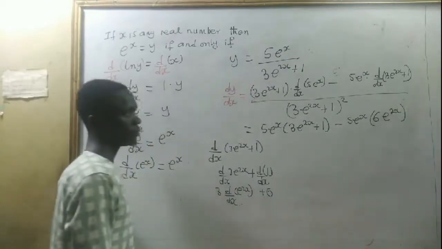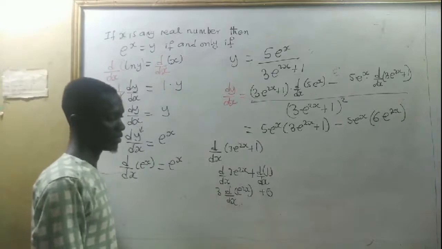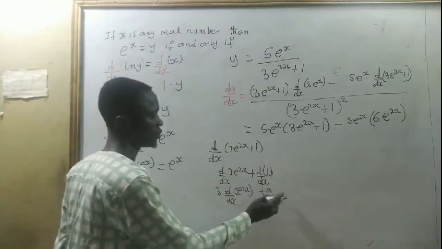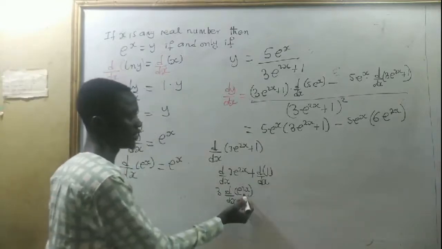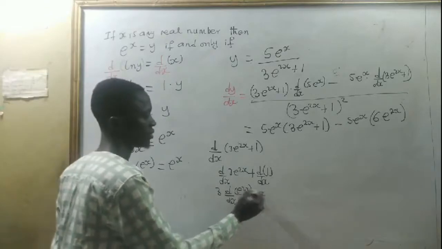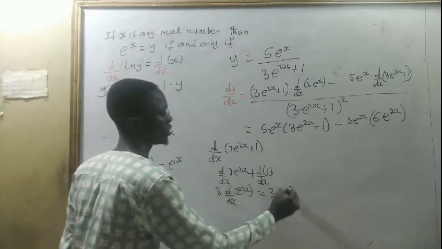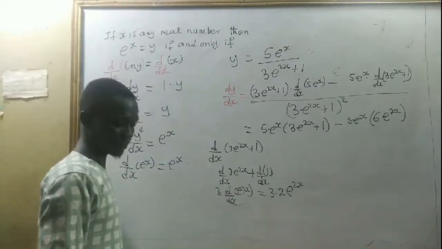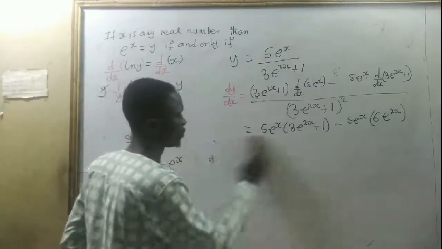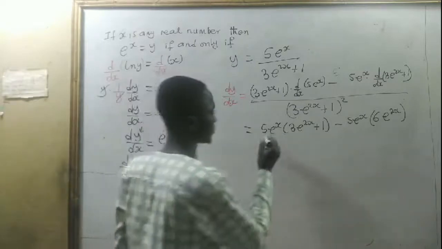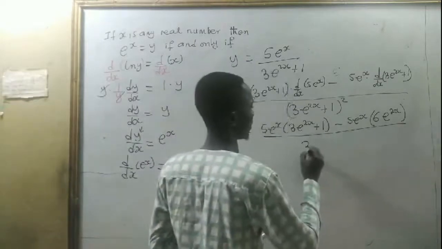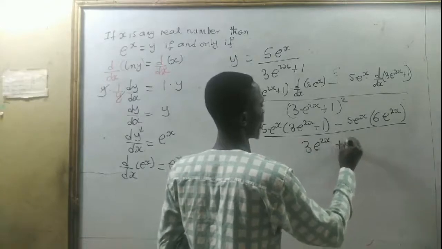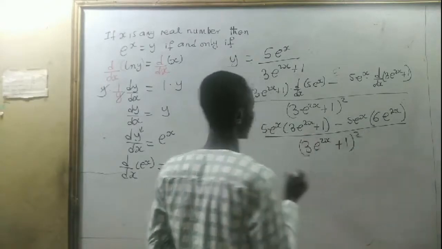Very simple as that. The derivative of a constant is 0, so it's 0. Now how do we differentiate this? This is the same as 3 times 2e^(2x), and 3 times 2 is 6. That is what I've done there. Now let's move on, all divided by (3e^(2x) + 1) all squared.